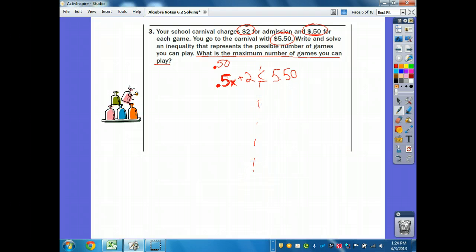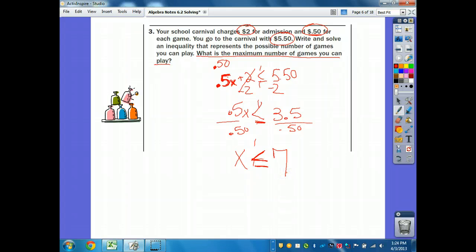Minus 2 to both sides. So I have 0.5x is less than or equal to 3.5. Now what? Divide by 50 cents, or 0.5. So x has to be less than or equal to what?